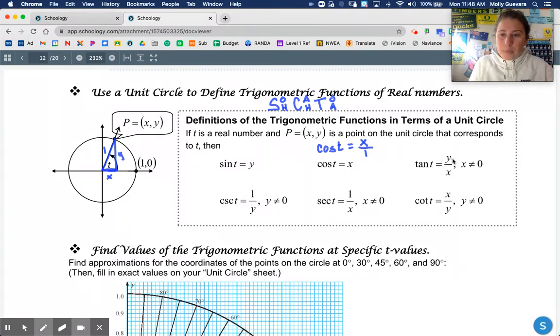Tangent is opposite over adjacent. So right here, tangent of t is opposite, which is y, over adjacent, which is x. The only thing is x cannot be 0, right? Because I can never have 0 on the bottom of a fraction.